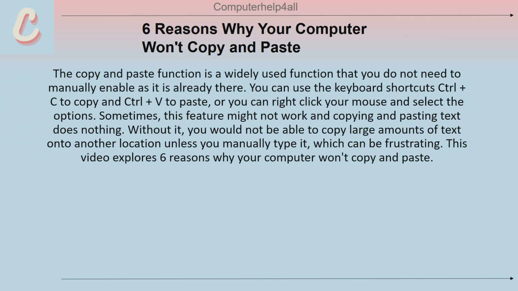The copy and paste function is a widely used function that you don't need to manually enable as it's already there. You can use the keyboard shortcuts Ctrl C to copy and Ctrl V to paste, or you can right-click your mouse and select the options. Sometimes, this feature might not work and copying and pasting text does nothing.